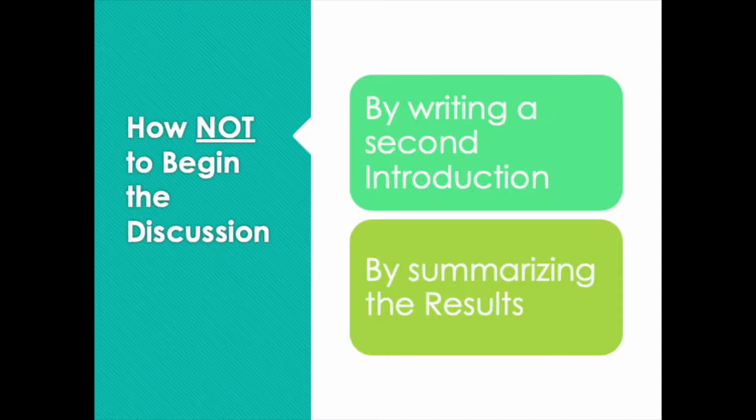So there are some common mistakes that I see frequently in the discussion section, and they are some ways that you should not begin your discussion section. The first of these is writing a second introduction. I see that sometimes, and I've actually made that mistake myself in the past, before I learned a lot about scientific writing and what to do and what not to do.